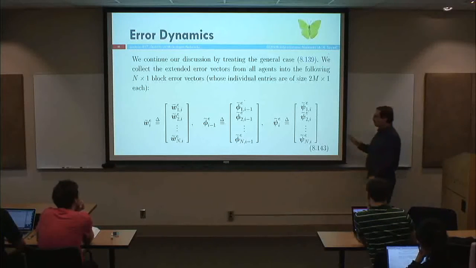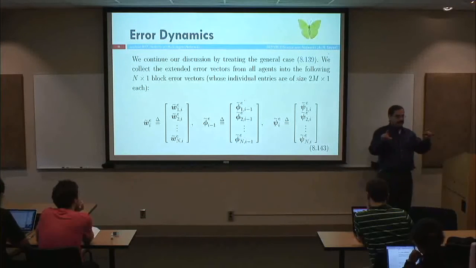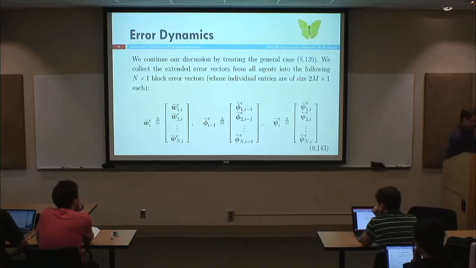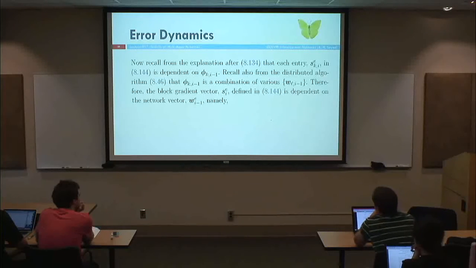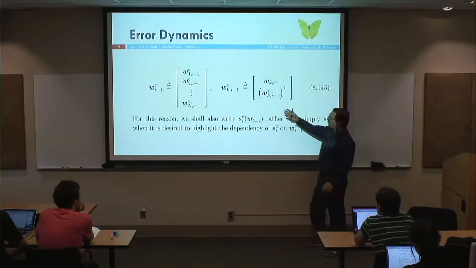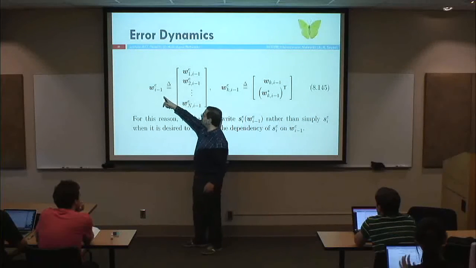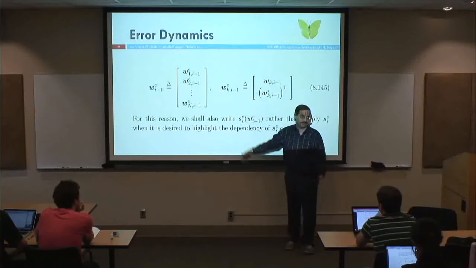I collect the error vectors from across my network. When all is said and done, you will get a neat expression, but to get there, I need to go through these details. I also collect the gradient vectors from across all the agents and the bias vectors from across all the agents. Here I'm just being more specific. So this is the extended vector across all the agents, and each one of them has this form. I'm just repeating the definition.